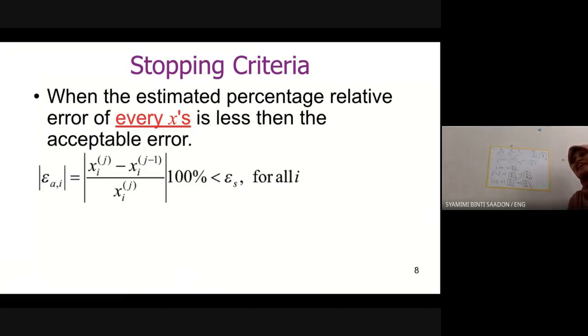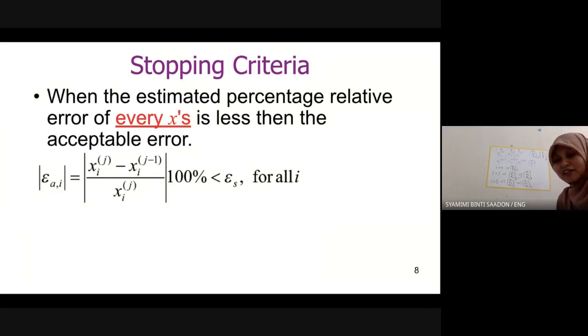Like I said just now, when do we start and when do we stop? We do computer programming to solve a linear set of equations to find the solution. So what is our criteria to stop, to terminate? Normally we will set a stopping criteria in terms of percentage relative error.